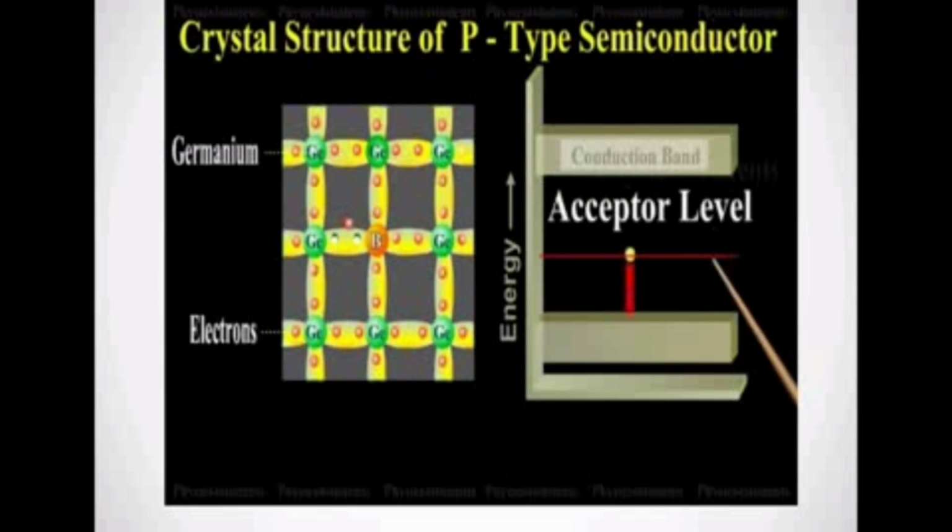So the energy gap is very small. The acceptor level is very close to the valence band. An electron can easily come from the valence band to the acceptor level.